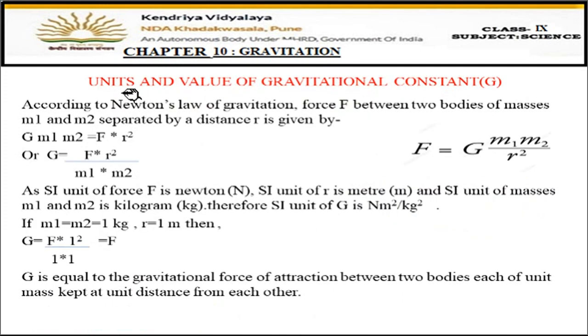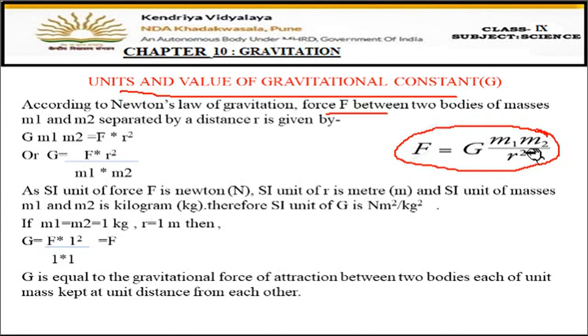Now moving on to the next slide, units and values of gravitational constant. According to Newton's law of gravitation, force between two bodies of masses m1 and m2, separated by a distance r, is given by F is equal to G m1 m2 upon r squared. If you flip it, F is in numerator on the left side and r squared is in the denominator on the right side. So if you cross multiply, you get G m1 m2 on one side and F multiplied by r squared. This is equation number 1.